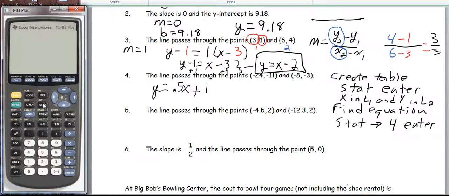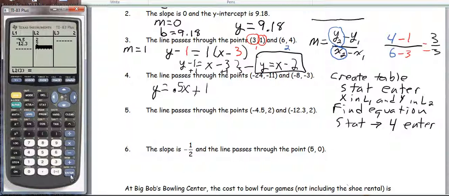So I'm going to press stat, enter to get to my table. I'm going to put in my X values. Negative 4.5, enter, and then negative 12.3, enter. Now for my Y values, make sure whatever's next door to negative 4.5 up here is next door in your table. Don't mix them up. Otherwise, this doesn't work. Your calculator only uses the information you put in.